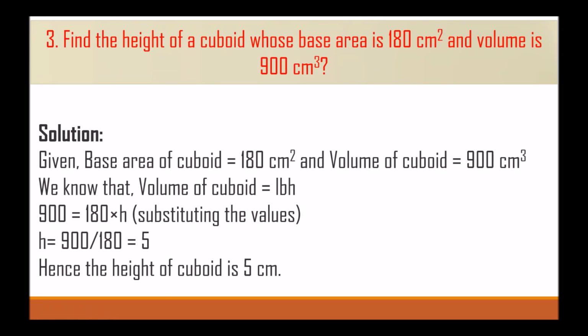Next, find the height of a cuboid whose base area is 180 centimeter square and volume is 900 centimeter cube. So given the base area of the cuboid is 180 centimeter square, and the volume of the cuboid is 900 centimeter cube. We know that volume of cuboid equals L B H. So 900 equals 180 into H. So we have substituted the value here. Now h equals 900 upon 180, that is 5. Hence the height of the cuboid is 5 centimeter.